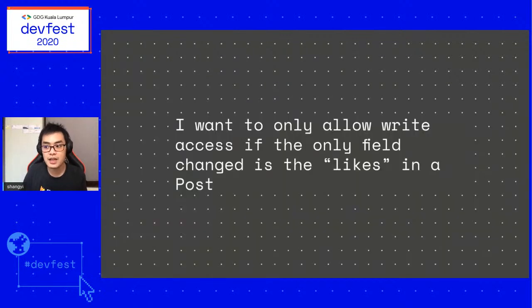So besides this, let's take a look at some other changes that we have. Let's take a look at an example of a security rule that I want to write. I want to only allow people to write to the database if the only change made is to the like field of a post. So let's say in a social media app, you have a post that may contain comments, may contain the post message itself, and you just want other users besides the poster of the post to like the post itself only.